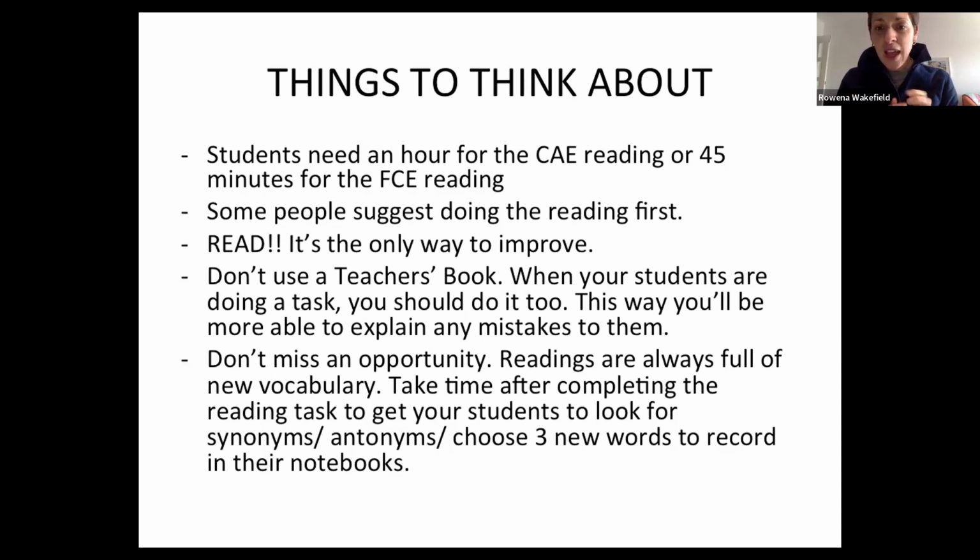And then, of course, with readings, don't miss the opportunity to focus on new vocabulary. If you're not in a hurry and it's not an intensive, take that opportunity, get them to search for synonyms or antonyms or choose 3 new words, and just try and utilize the readings as much as possible. And now I've been talking for more than half an hour.